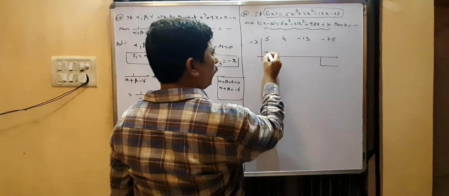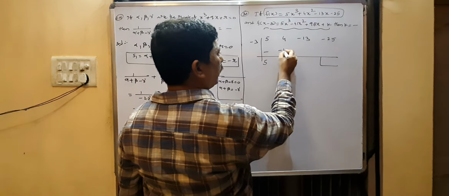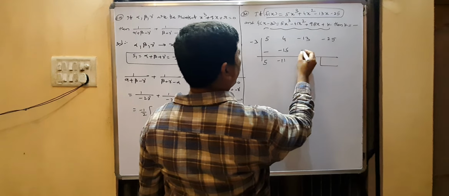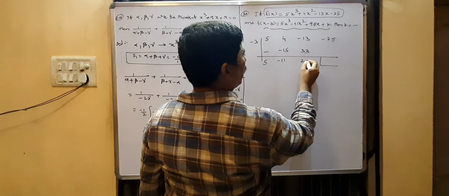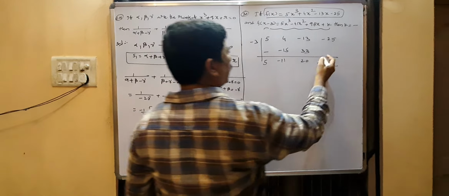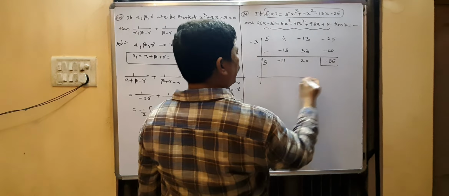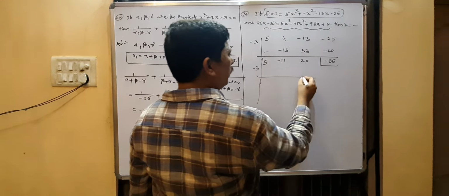Like this you can take: 5, minus 3 into 5, minus 15. 4 minus 15 is minus 11. Minus 3 into minus 11, 33. This is 20, minus 60. This is minus 85. By using Horner's method, you have to do like this. Every time use minus 3, leave with the remainder.